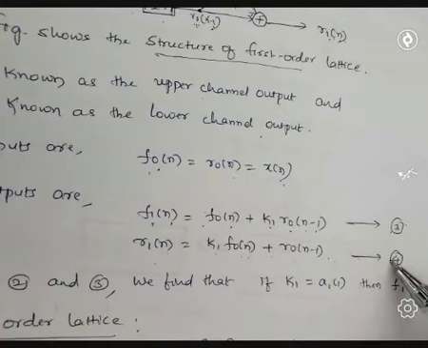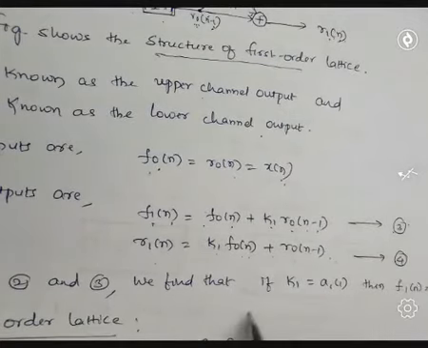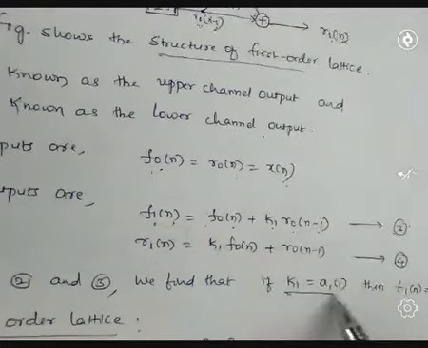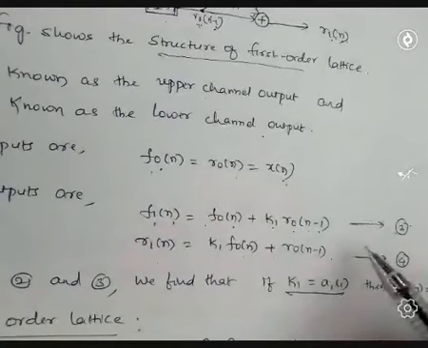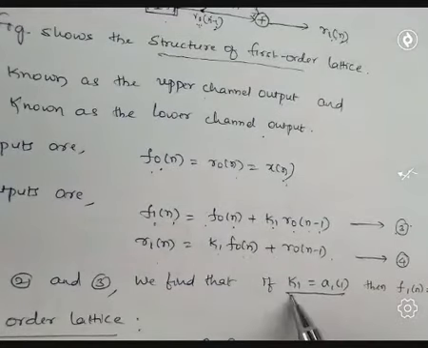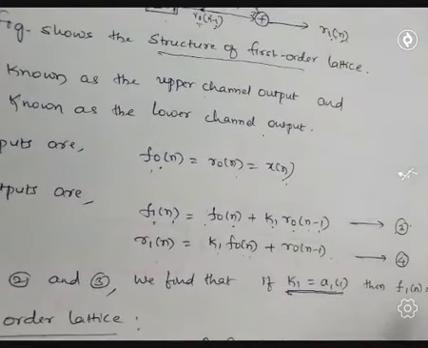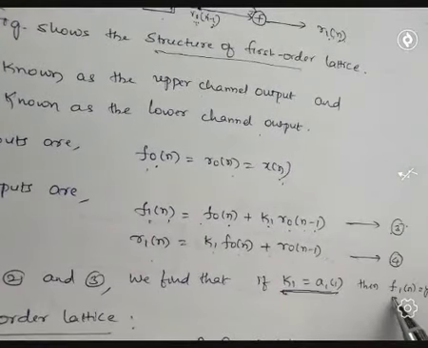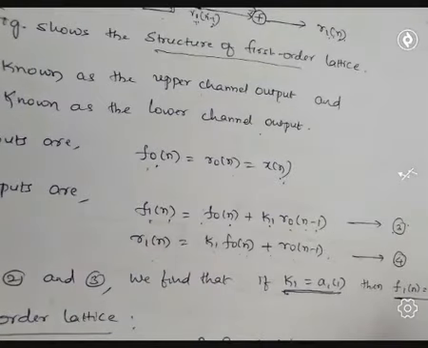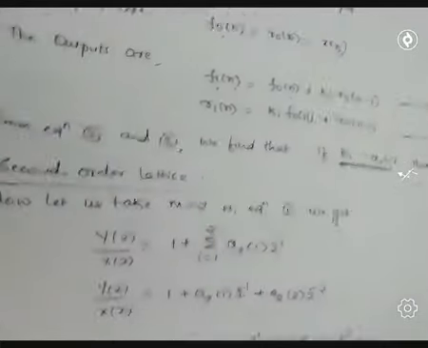So from equations 2 and 3, we find that K1 equal to A1 of 1. You can compare equations 2 and 3. From the comparison, we can say that K1 equal to A1 of 1. So then F1 of n equal to y of n. It is from the diagram we are writing F1 of n equal to y of n. So let us go for the second order structure.